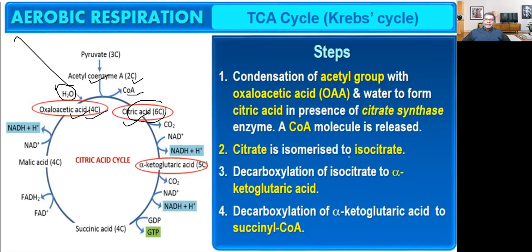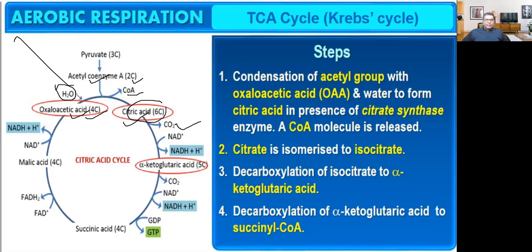Citrate is isomerized to isocitrate. There are many steps here. Citrate is isomerized into isocitrate. Then there is a decarboxylation of isocitrate to alpha ketoglutaric acid. This citric acid and isocitric acid will undergo decarboxylation. Decarboxylation means there will be release of carbon.